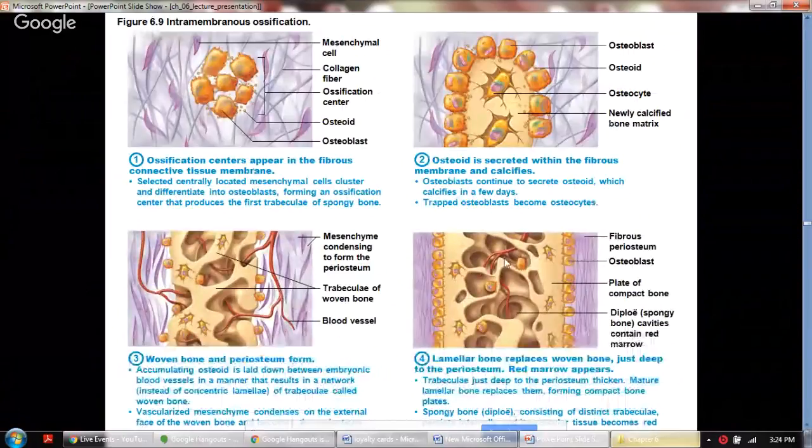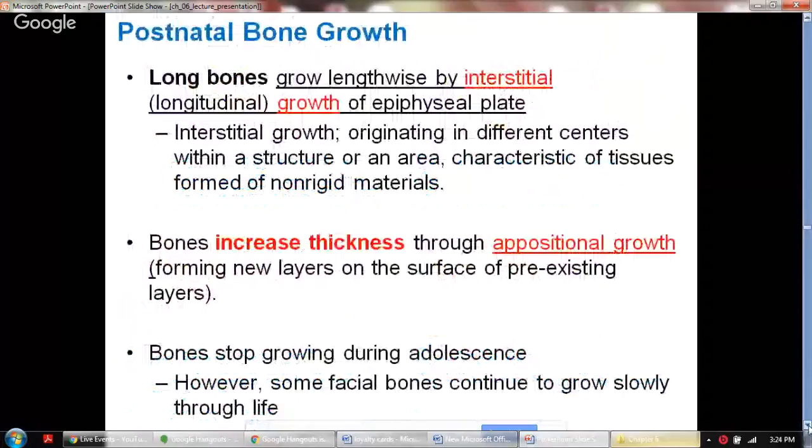So here you would see some ossification centers. This is the fibrous tissue. Some ossification centers appear in the fibrous connective tissue, and they start to secrete the osteoid, and then the cells which get trapped in between those osteoids start to form osteocytes, and then the trabecula is formed over here, and at the end you would find the marrow cavity, and the lamellar bone replaces the woven bone, and then it forms the periosteum towards the end. And you would see the red marrow appears in the middle of this figure.